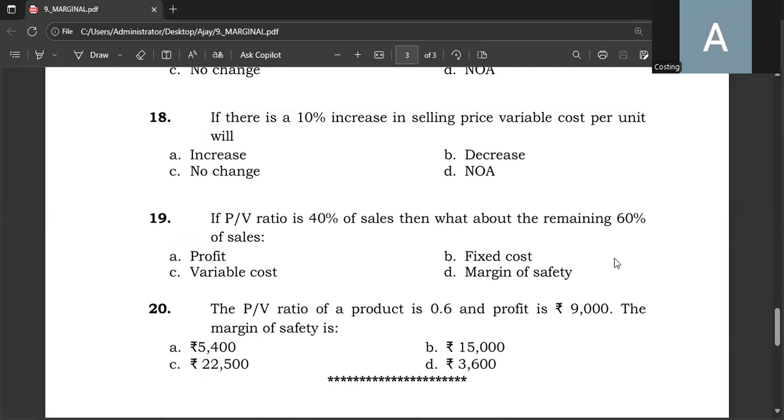Question 20. The PV ratio of a product is 0.6 and profit is rupees 9,000. The margin of safety is option A, rupees 5,400. Option B, rupees 15,000. Option C, rupees 22,500. Option D, rupees 3,600.